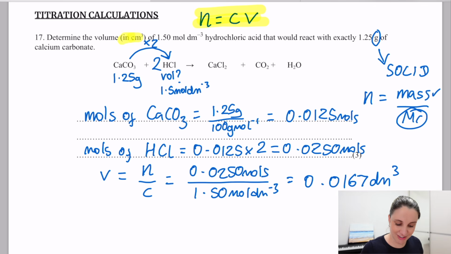But if you are reading this question properly, you will have noticed that there's this little thing here saying that they want it in centimeters cubed. So to get from dm cubed to centimeters cubed, remember we're timesing by 1,000. So overall that gives me 16.7 centimeters cubed for the full 3 marks here.